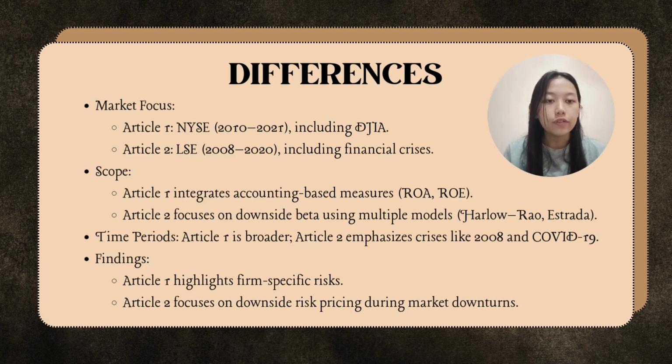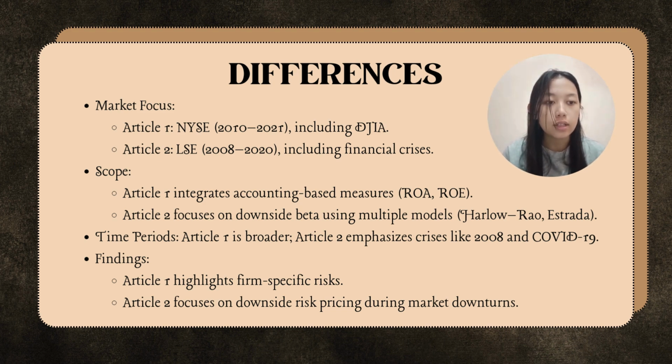Now let's look at the differences. Article 1 focuses on the New York Stock Exchange and uses data from 2010 to 2021, including metrics like return on assets and return on equity. This makes it more relevant for firm-specific risk analysis.